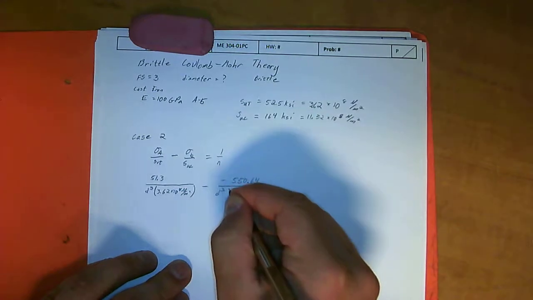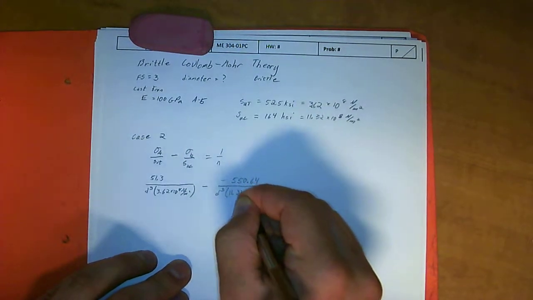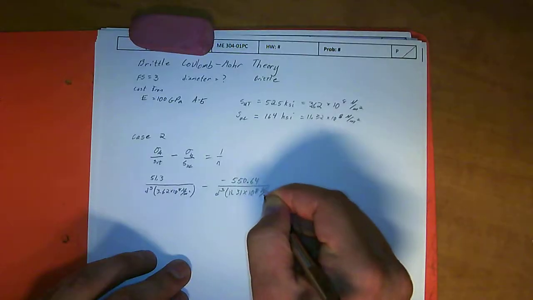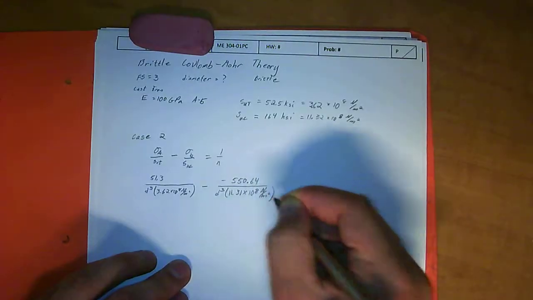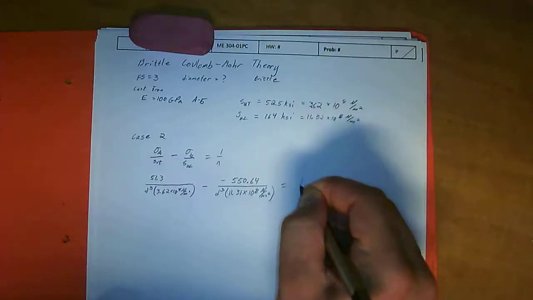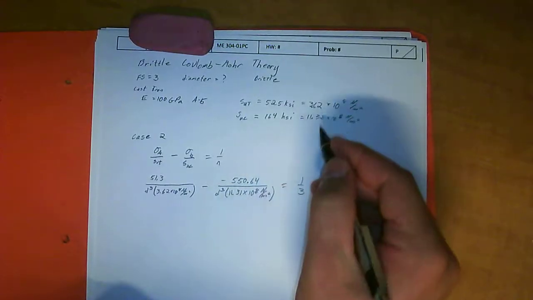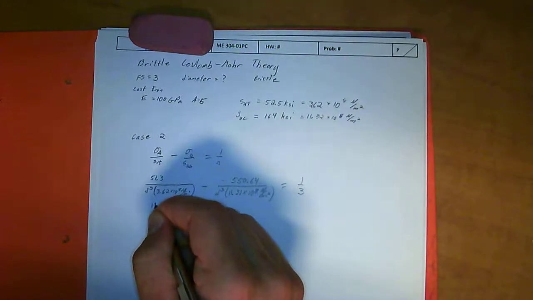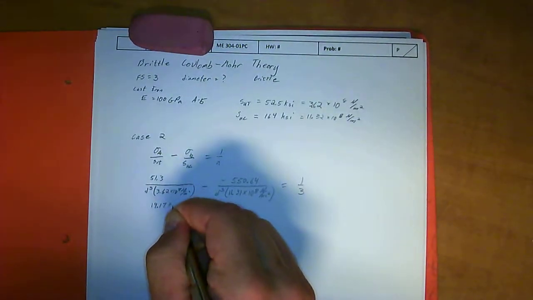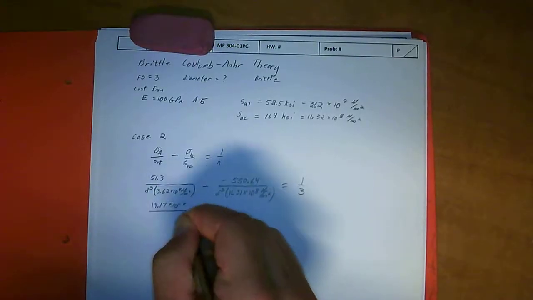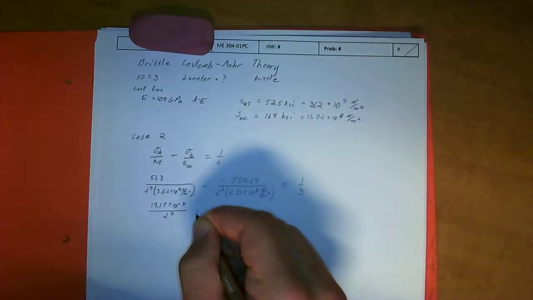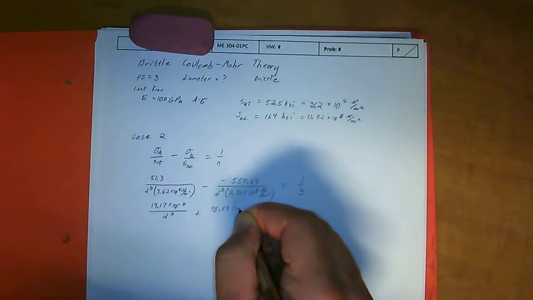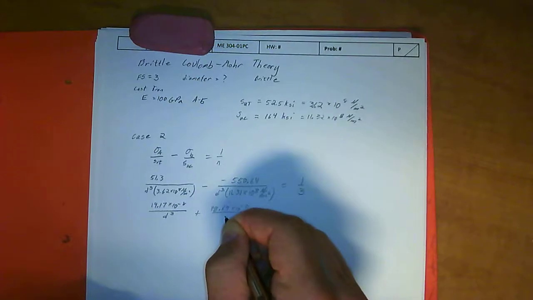Units are really handy to solve a problem if you don't know where you're going, because they can lead you to a solution, but in something this complex, they mainly just take up space, which is equal to 1 over 3. And this was SUC, which I got from the book. Okay, and then all this stuff solves down to 14.17 times 10 to the negative 8 all over d cubed plus 48.69 times 10 to the negative 8 all over d cubed, which is equal to 0.33.